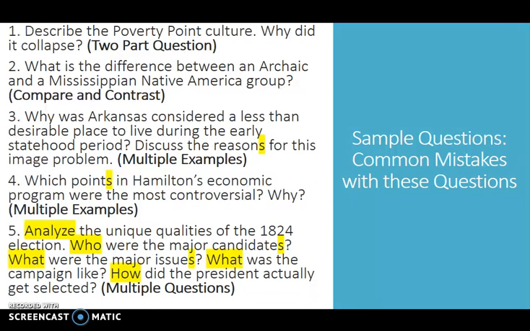All right, so why is it going to be unique? That's something you're going to have to discuss while you're working this other material in. Who were the major candidates? And, it's going to be a trick. It's not just 2 people in this one. What were the major issues?